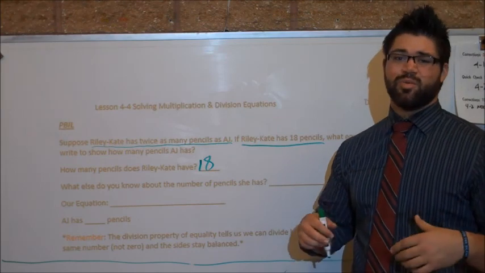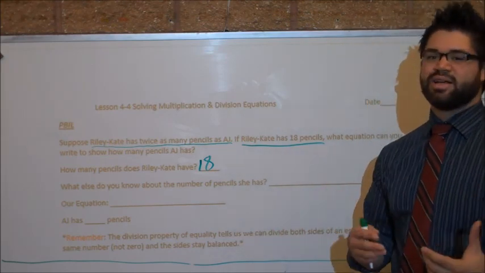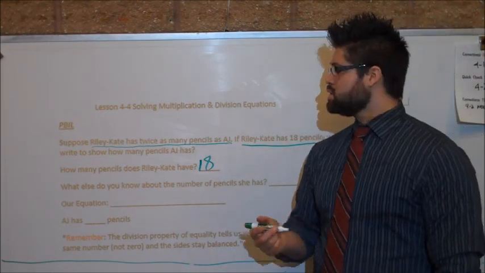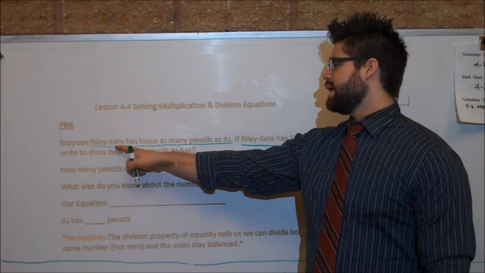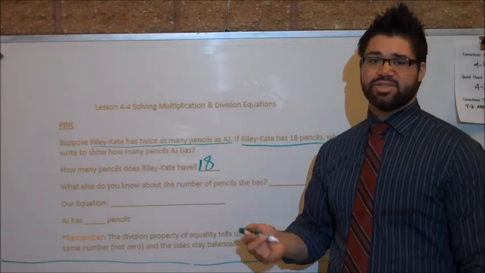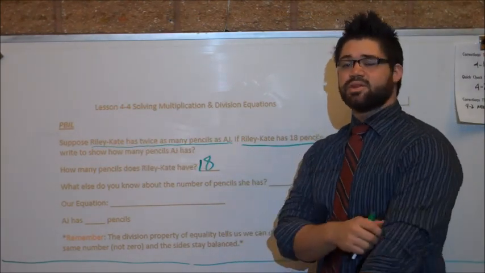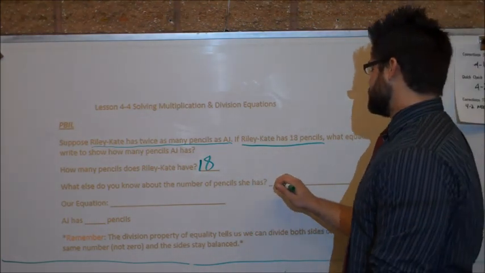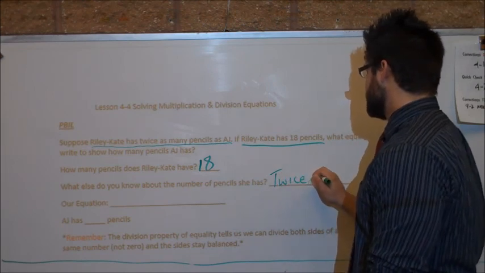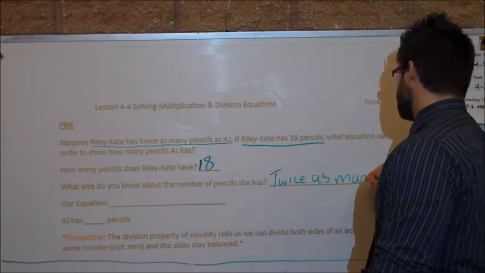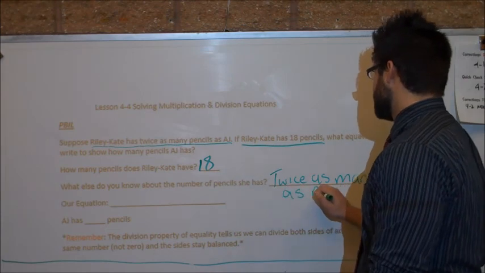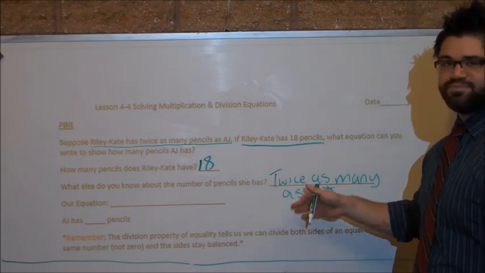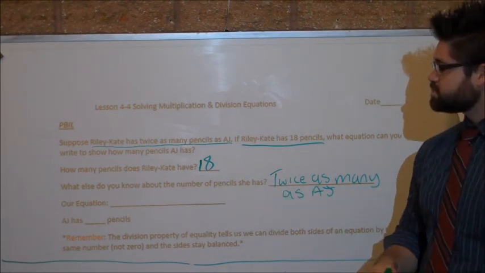Because it's important to know what we already know, or just realize what we already know. What do you know about the number of pencils she has? So looking back in our problem, we know that Riley Kate has twice as many pencils as AJ. So that's some important information about the number of pencils that Riley Kate has. So what else do we know about the number of pencils she has? We know that she has twice as many as AJ. And I'm writing pretty big, but if you can't fit it all in line, just write around it, right close to it, you'll be fine.